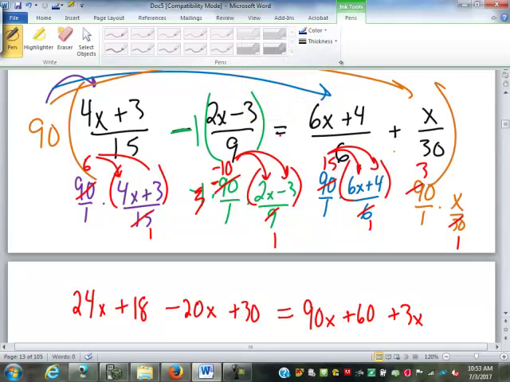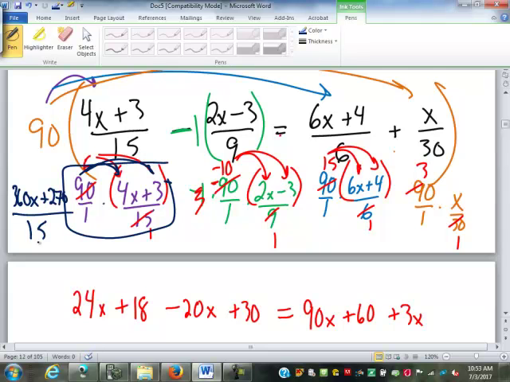Now that was all kind of ugly, and to be honest, if you don't like to cross cancel fractions, it makes it even uglier. Because if you don't like to cross cancel fractions, what you end up doing here is 90 times 4x, that's 360x, right? And 90 times 3 is 270. That's over 15. So now you have to do 360 divided by 15 is 24x. 270 divided by 15 is 18. So you've got to work with those really large numbers if you don't like to cross cancel.